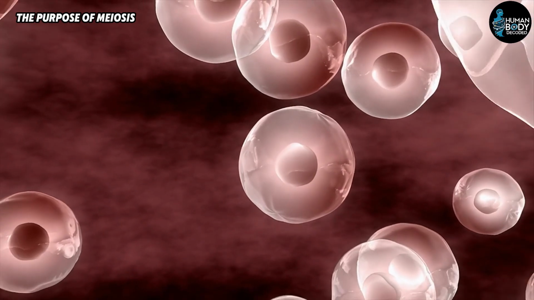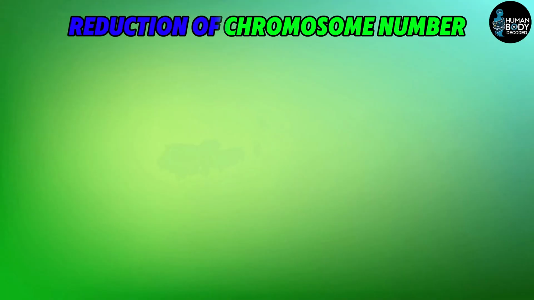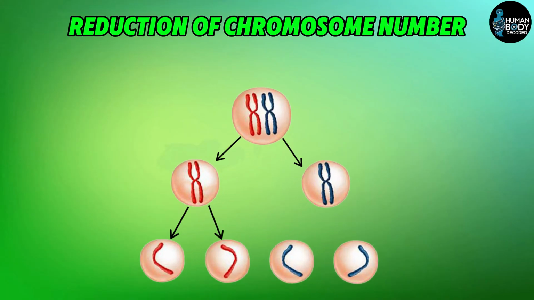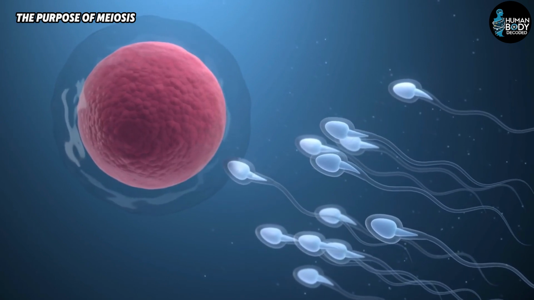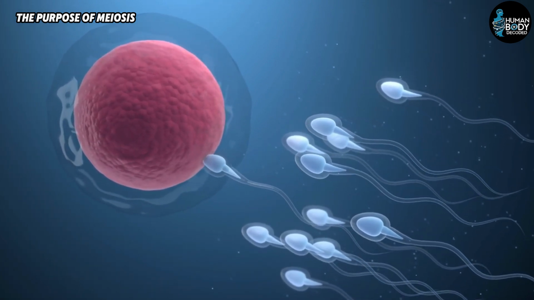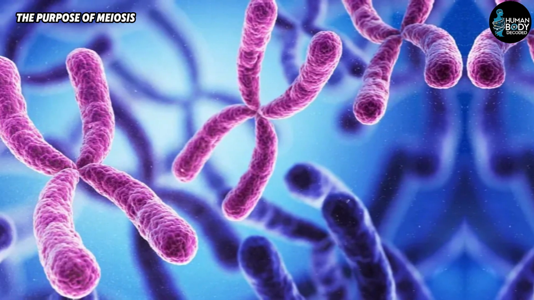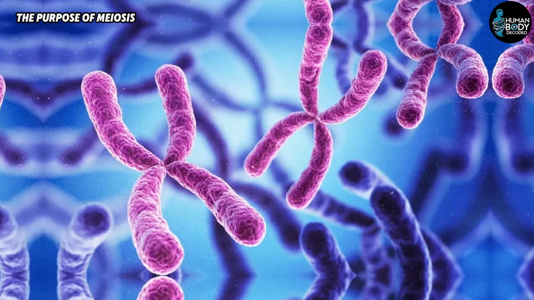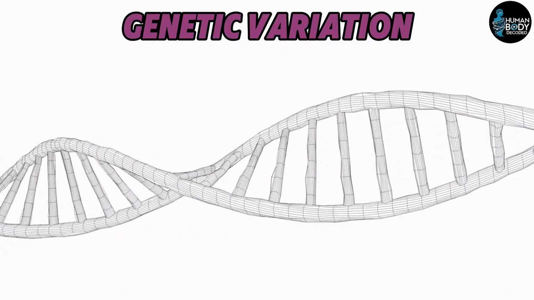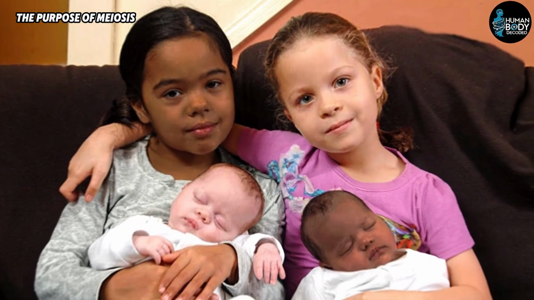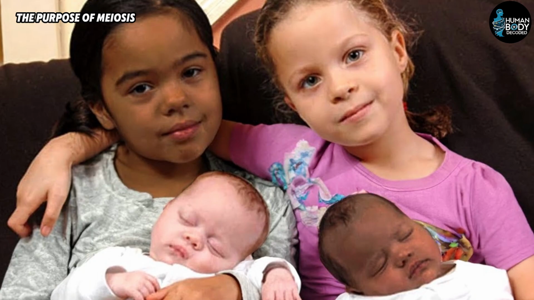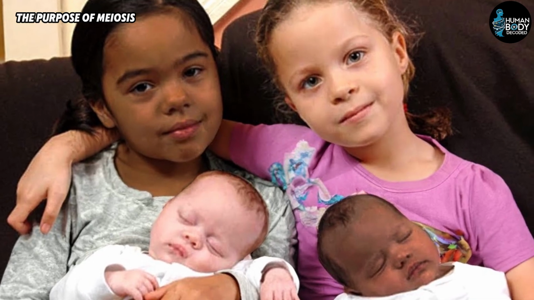Now, let me tell you what is the purpose of meiosis. Meiosis has two main purposes. Reduction of chromosome number: it reduces the chromosome count by half, from 46 to 23 in humans. This ensures that when a sperm cell and an egg cell combine during fertilization, the resulting zygote has a full set of 46 chromosomes. Genetic variation: meiosis creates genetically unique cells. This variation is the reason why siblings can look so different from one another, even with the same parents.